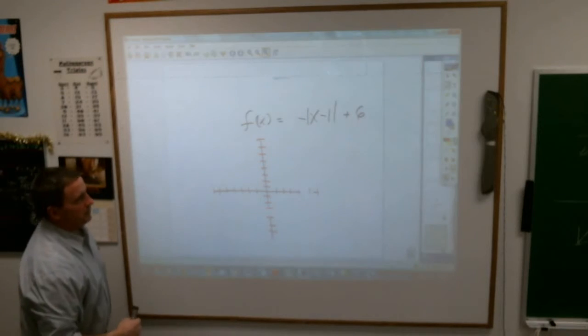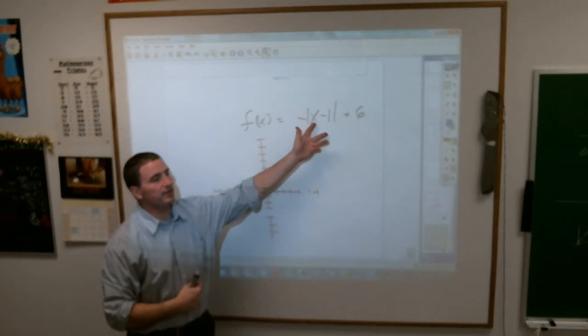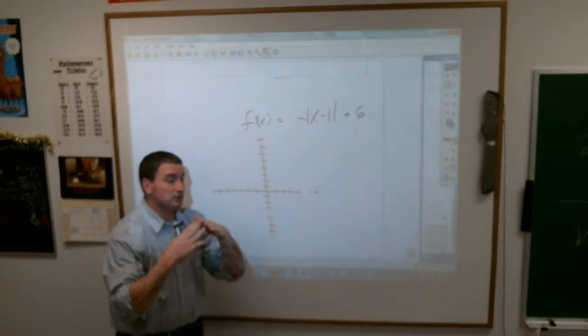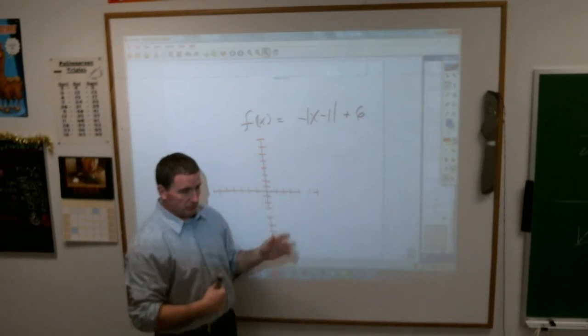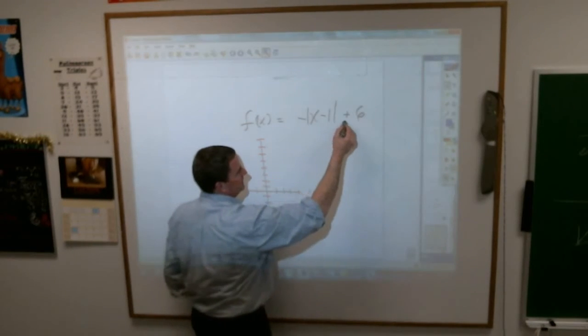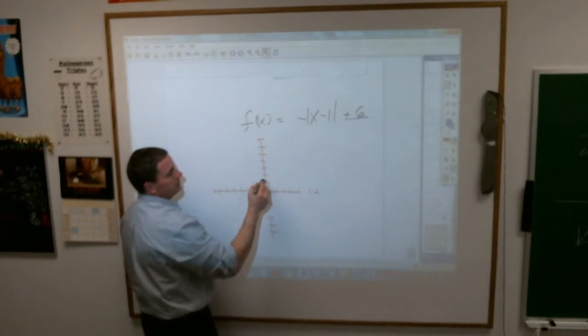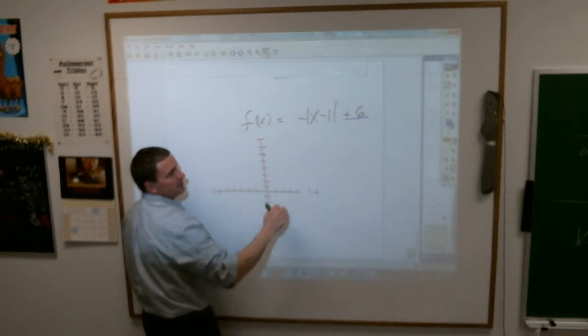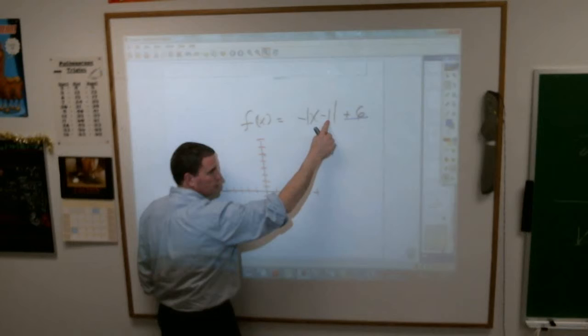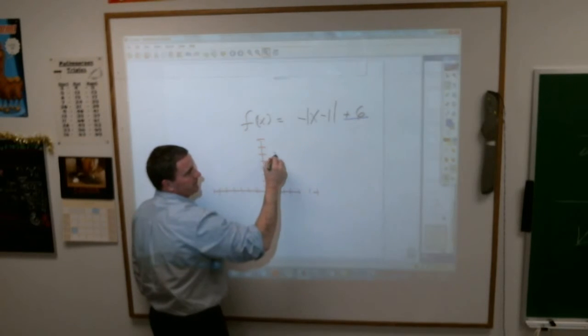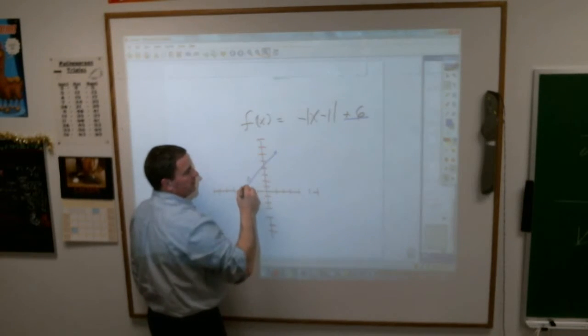Your first thought should be, oh, it's a negative absolute value, so it's going to open down. You need to find the vertex. The vertex is 6 up: 1, 2, 3, 4, 5, 6 up. Minus 1 means you go to the right 1. There, it opens down.